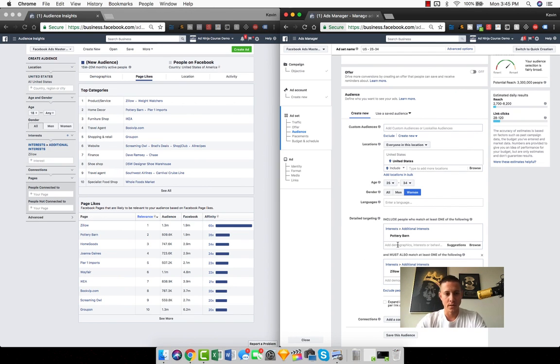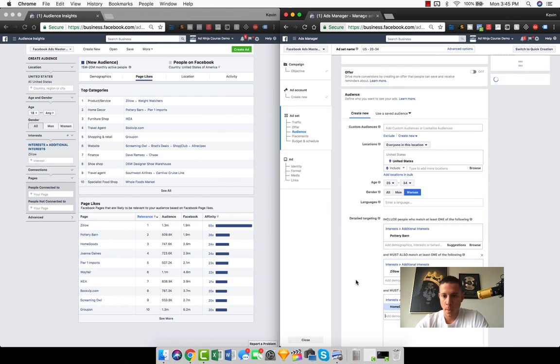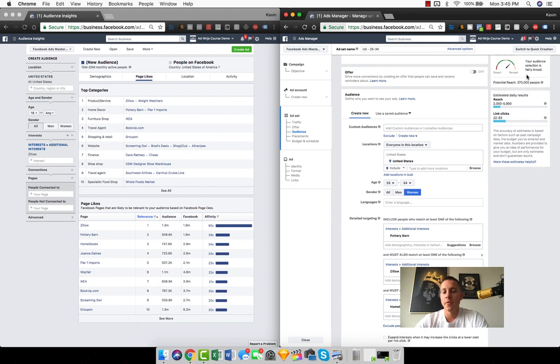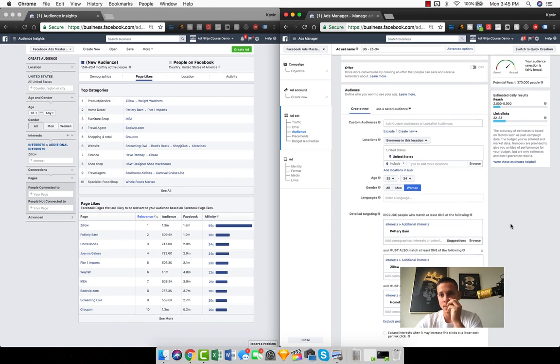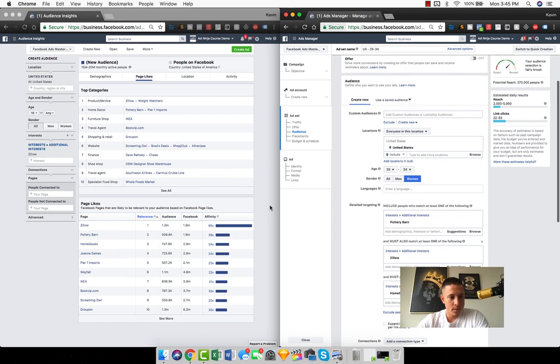So we're going to cut that down a little bit, and we're going to narrow further, and we're going to do home goods. So that cuts it down from 3.3 million down to 370,000, which is getting a little bit better.